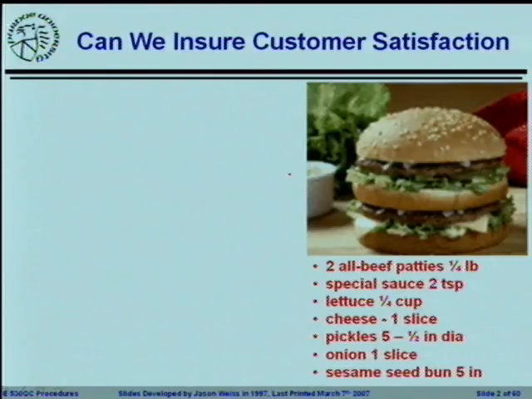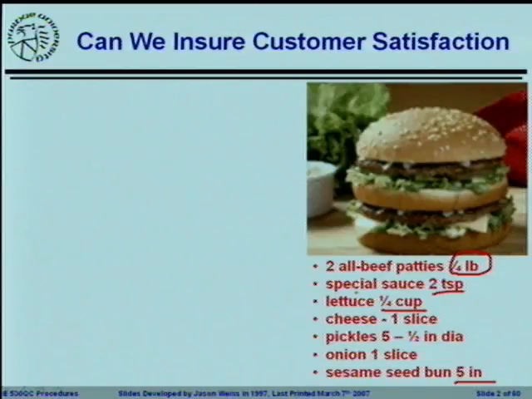Right? It said something about 2 all-beef patties, special sauce, lettuce, cheese, pickles, onions on a sesame seed bun. Now that tells you the ingredients, but it doesn't necessarily tell you all of the volumes. So you could go back through and start to add in the volumes. The special sauce, you're going to have 2 teaspoons of it, 1/4 cup of lettuce, a 5-inch sesame seed bun, and now we're starting to get close to mixture proportions and specifications.